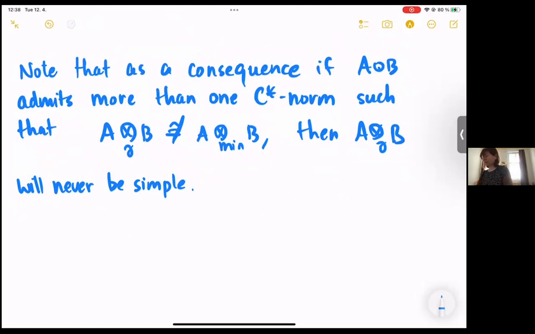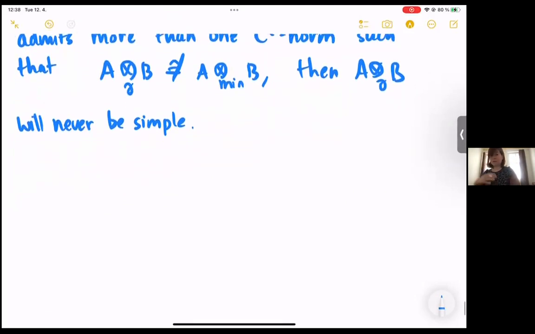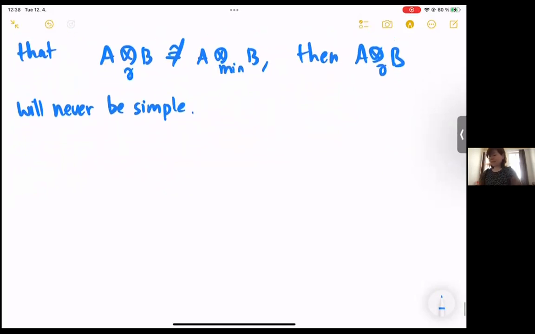However, one of the reasons why the minimal tensor product is often used or preferred in certain settings is again a result due to Takesaki, and non-trivial again, so I won't prove it, that the minimal tensor product of two simple C-star algebras is again a simple C-star algebra.